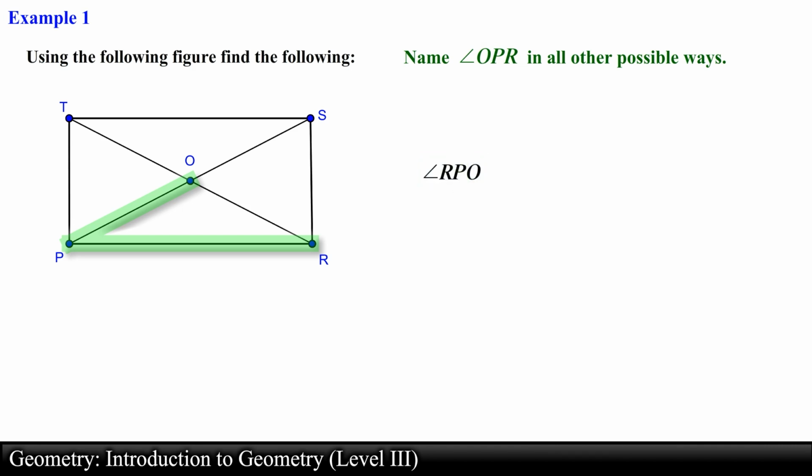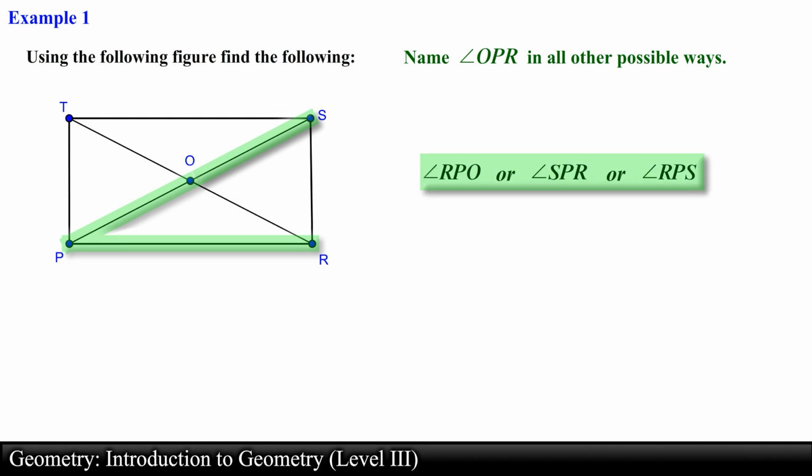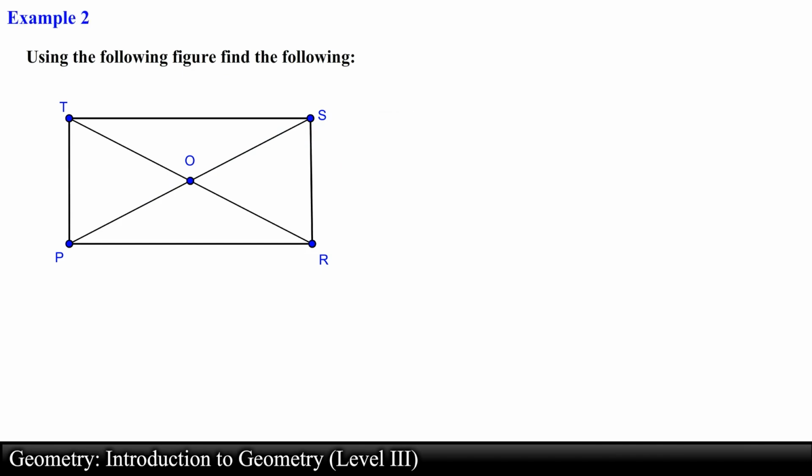Yet another way to name this angle is by using point S, since it is located in the same line containing points P and O. So we can name this angle as angle SPR or angle RPS, making sure we denote the vertex P in the middle. Notice that the figure does not use numbers to label the angles. As a result, we are essentially done covering all the possible ways to name this particular angle. Alright, let's try the next example.